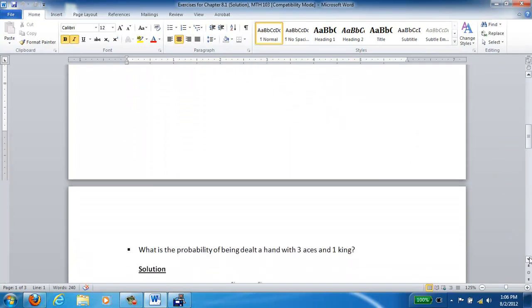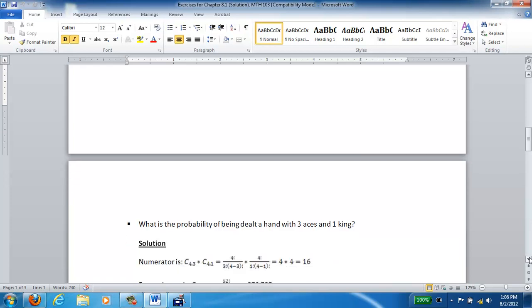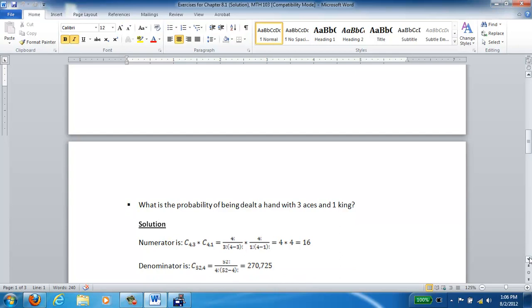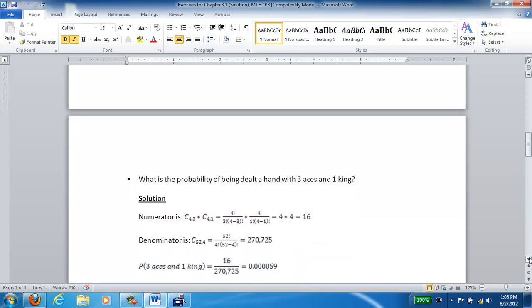Same problem. What is the probability to have 3 aces and 1 king? It's combinations of 4 aces and 3, and then we have combination of 4 kings and 1. So it's combination 4 and 3 times combination 4 and 1, because we want 3 aces out of the 4 and 1 king out of the 4. So we have 16 ways over the same denominator, 270,725. And this is the answer.